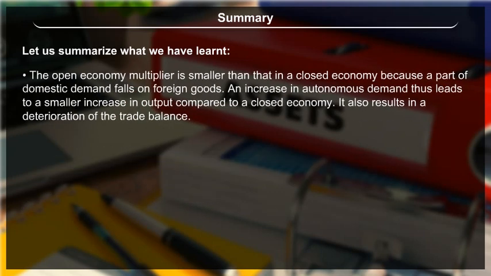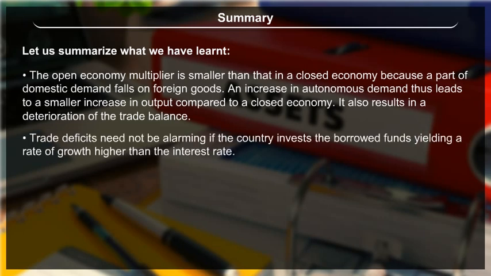The open economy multiplier is smaller than that in a closed economy because a part of domestic demand falls on foreign goods. An increase in autonomous demand thus leads to a smaller increase in output compared to a closed economy. It also results in a deterioration of the trade balance. Trade deficits need not be alarming if the country invests the borrowed funds yielding a rate of growth higher than the interest rate.